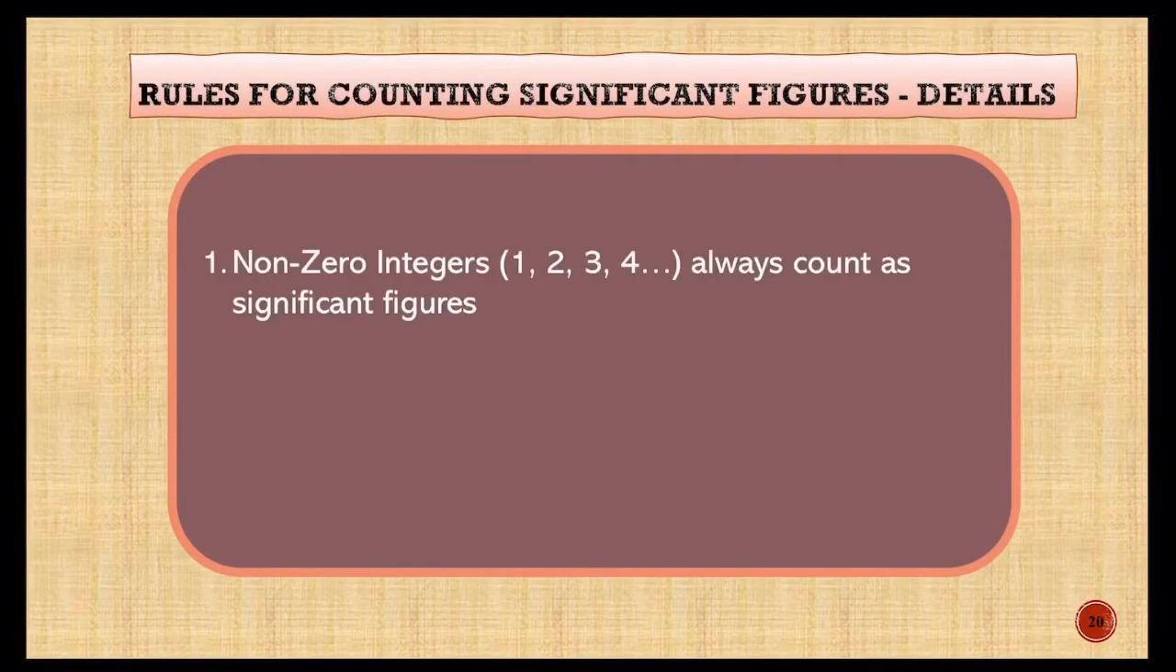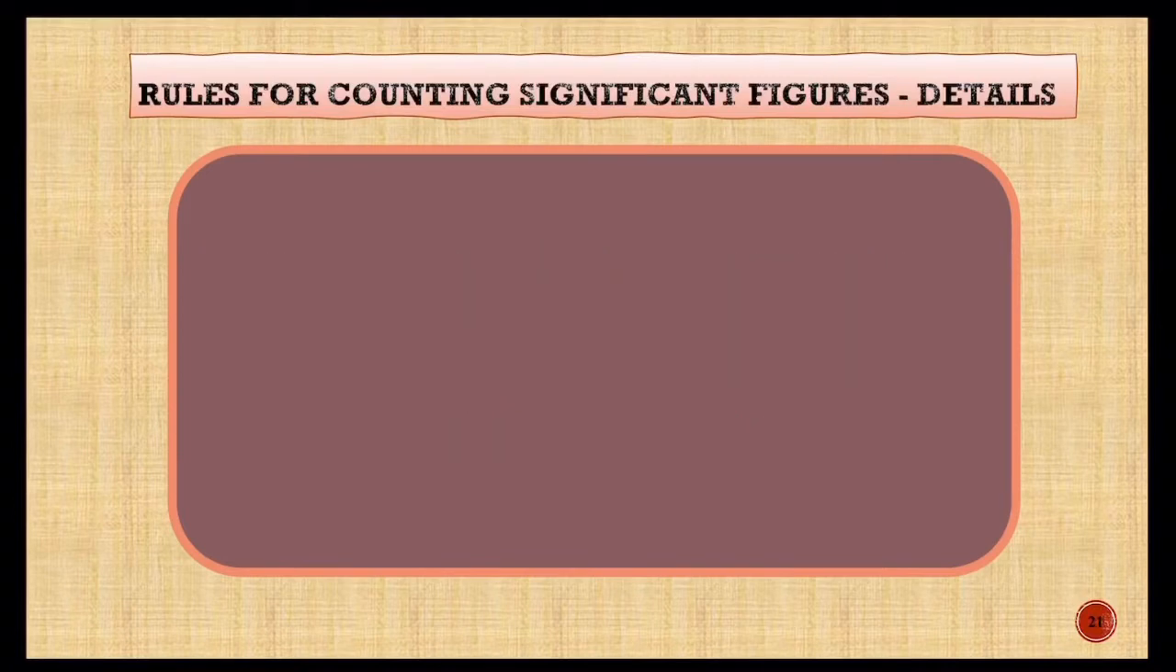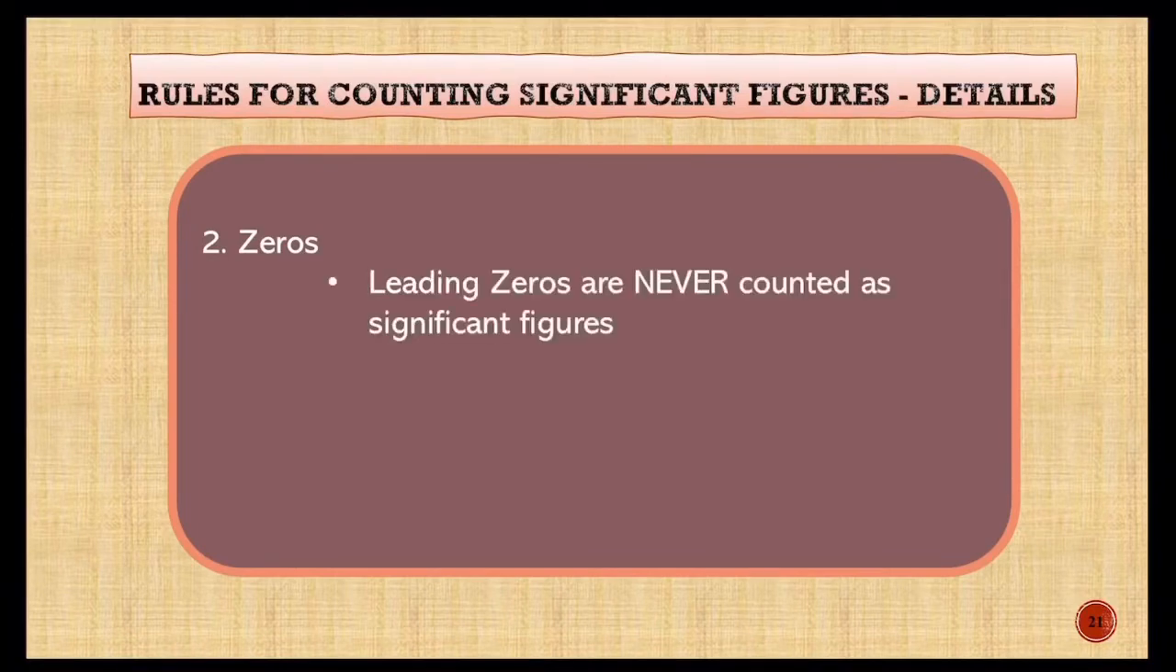So let's look at the first rule again. Non-zero integers always count as significant figures. So for example, if we have the number 4,567, because these are all non-zero integers, all four of them are considered to be significant. Now let's look at zeros. There are three types of zeros, if you recall. The first type of zero we call leading zeros. Leading zeros are never counted as significant figures. So what do I mean by leading zeros? Leading zeros are zeros at the beginning of a number.